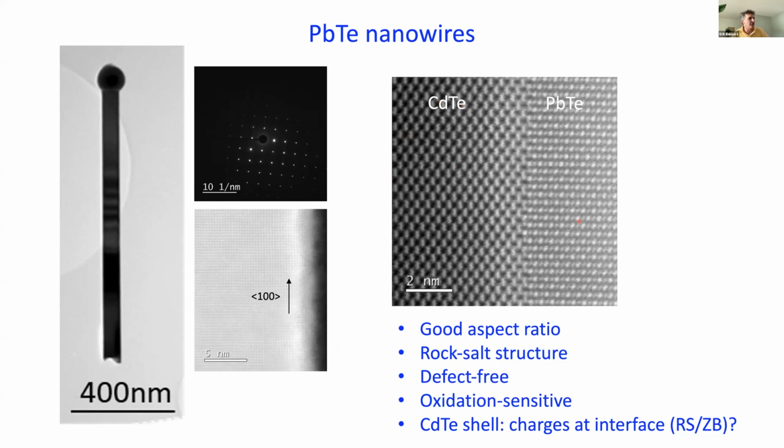And you can see one of the first images that we have taken. So this is the lead telluride. I think you can recognize here the cubic crystal structure. And this is then the cadmium telluride shell. What we're studying now is what happens at this interface, because lead telluride has the rock salt crystal structure, whereas cadmium telluride is zincblende. So maybe we have some buildup of charge at this interface.